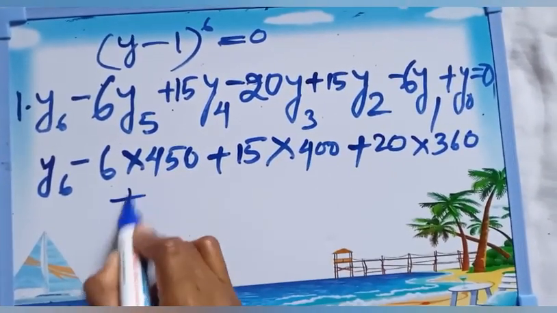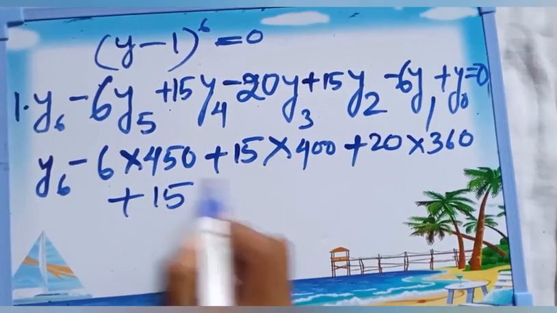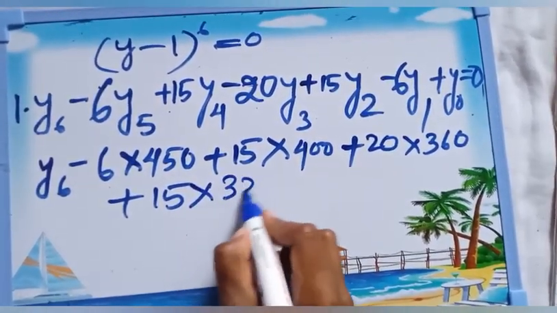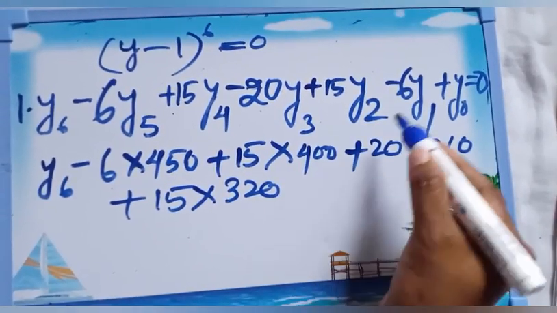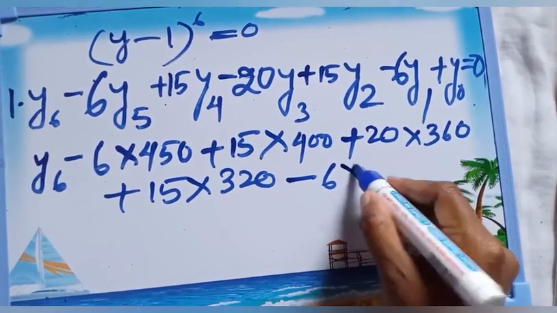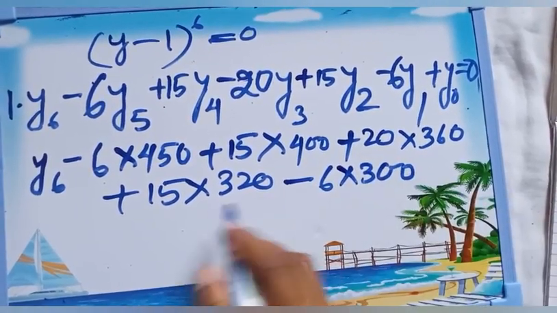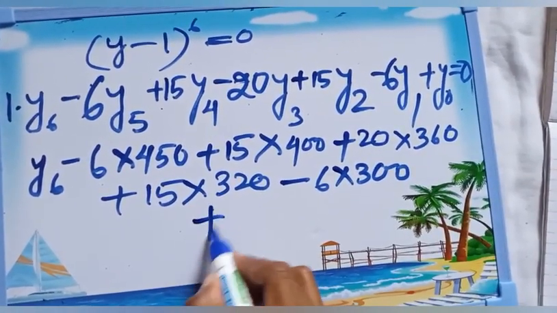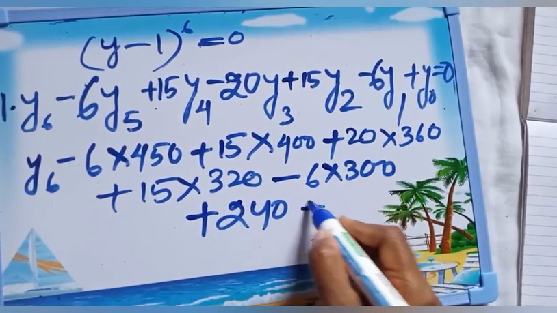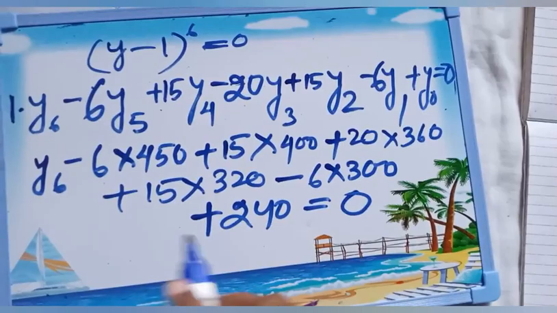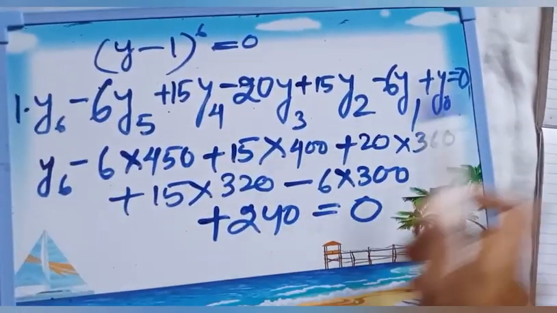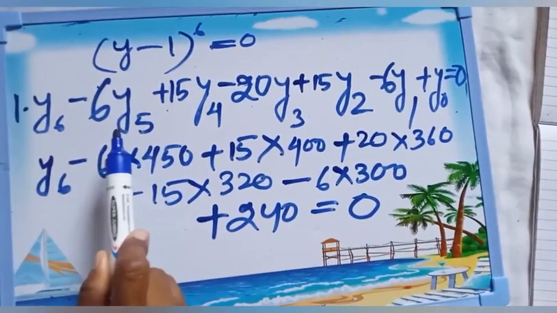Then you have to write this one plus y2 values, there is 320. Next, minus 6 y1 values, there is 300. Next we have to write the last one, plus y0 values, they gave you like 240, is equal to 0. Okay, total equation, whatever equation is there.